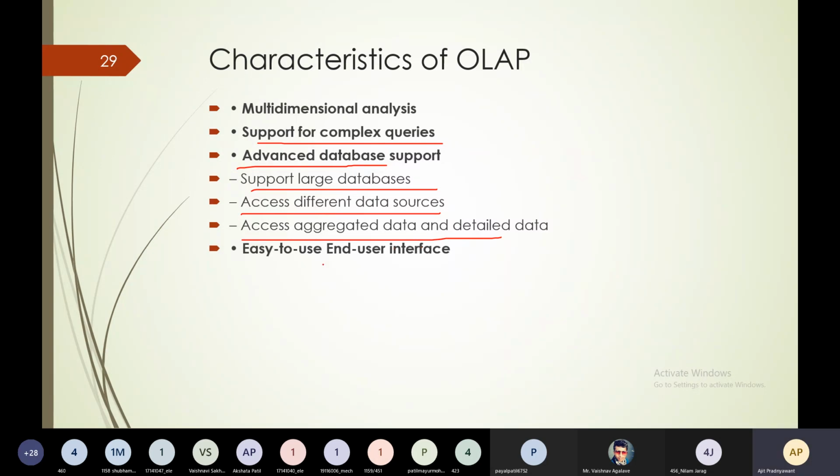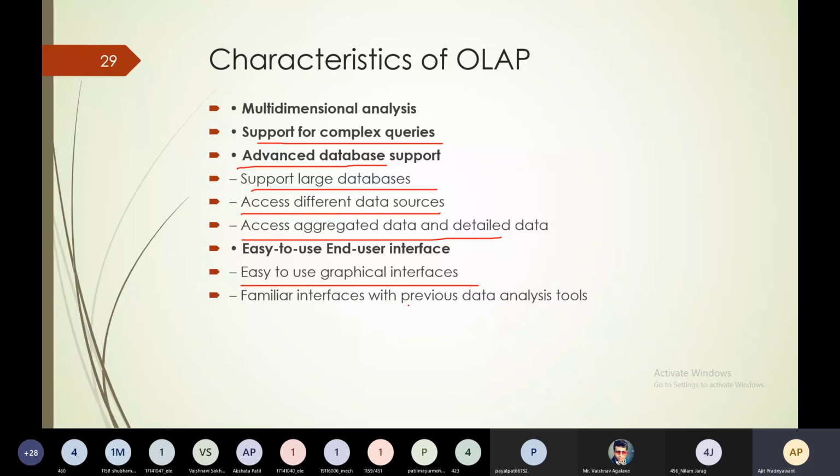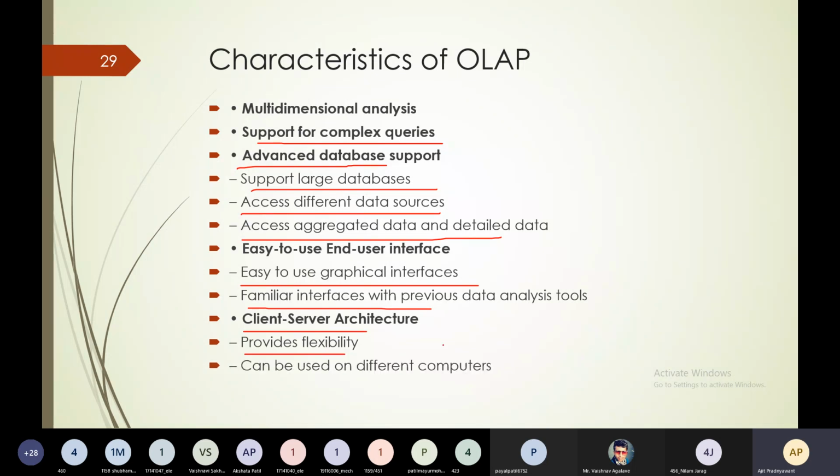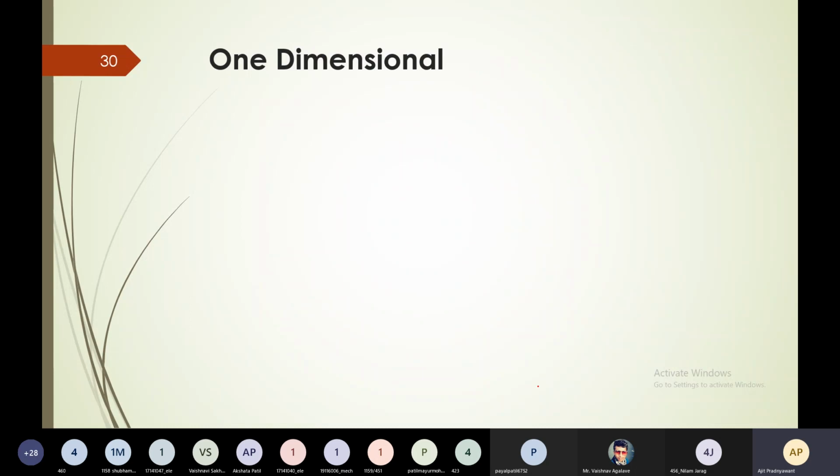It is easy to use, with an end user interface. Easy to use graphical interfaces, familiar interfaces with the previous data analysis tools, and the graphical view of the OLAP is user friendly. It follows the client server architecture. It provides flexibility, can be used on different computers, and more machines can be added. So these are the characteristics of the OLAP.